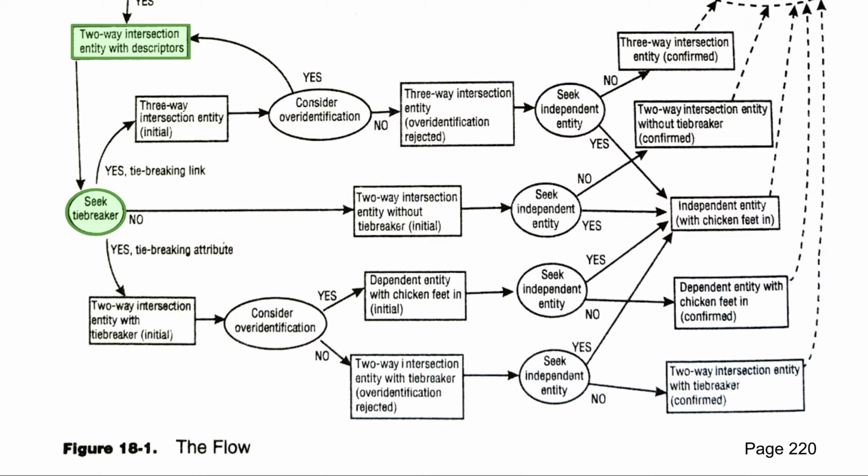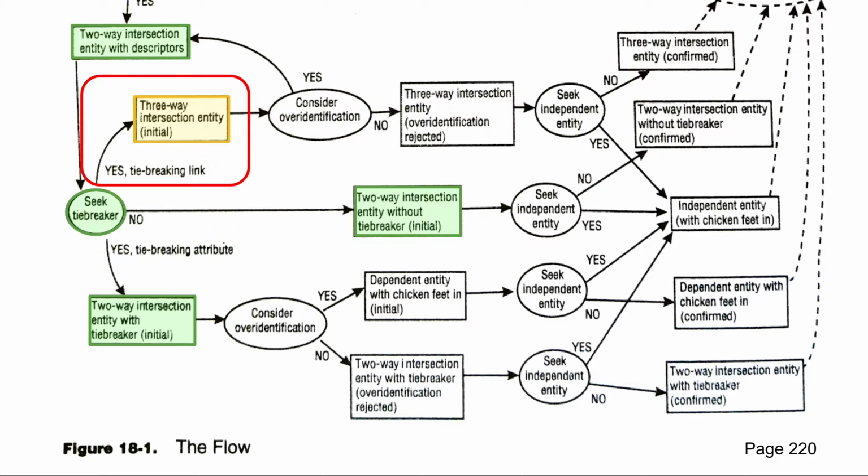Returning to the flow, we are at the step of seek tiebreaker. If the users answered yes, that takes us down the bottom path for finding a two-way intersection entity with tiebreaker attribute. If the users answered no, that takes us down the middle path, which leaves the model unchanged without a tiebreaker. What about the top path? This is a different yes answer. It says we find a tiebreaking link, which gives us a three-way intersection entity.